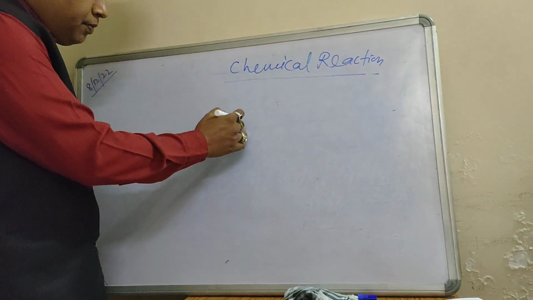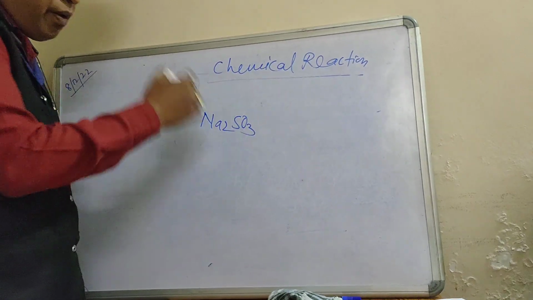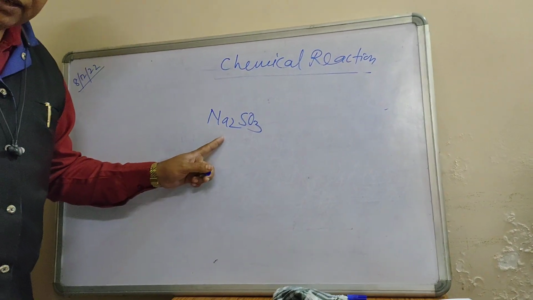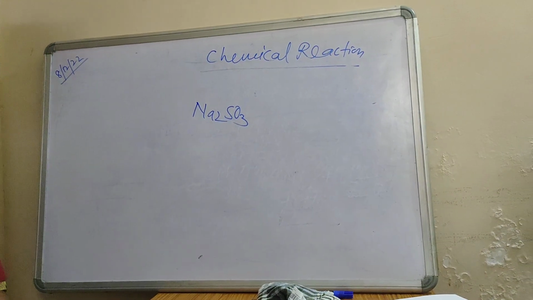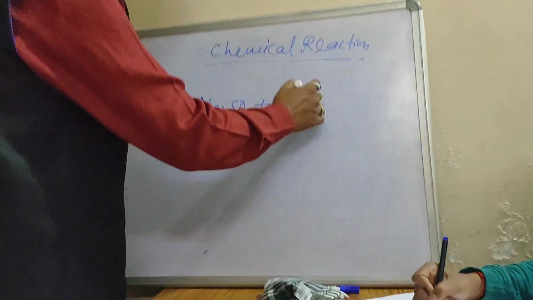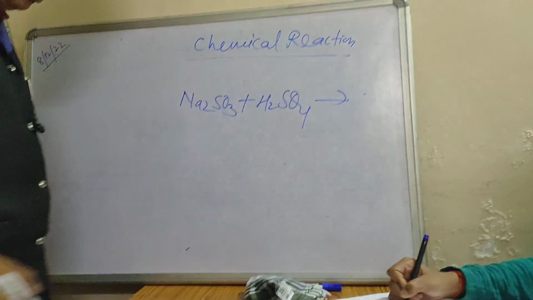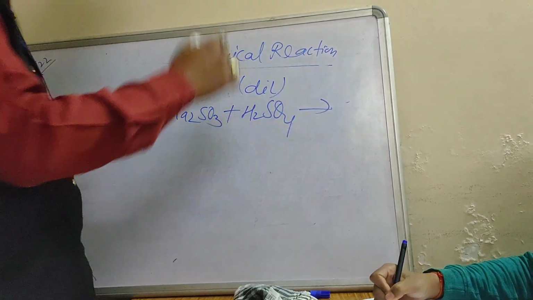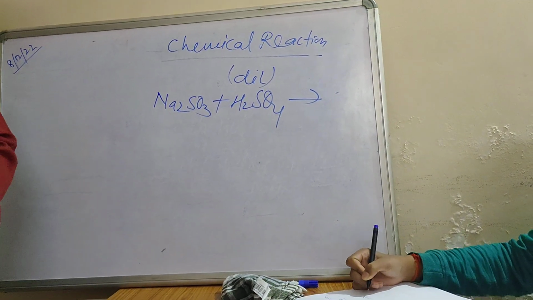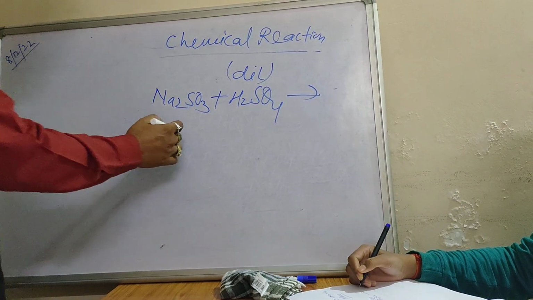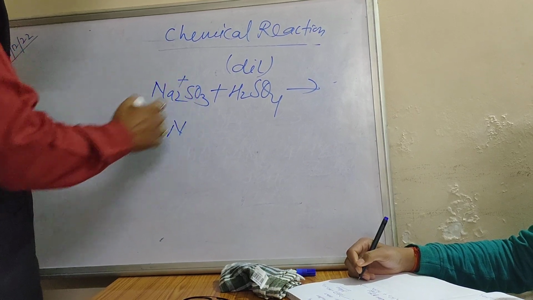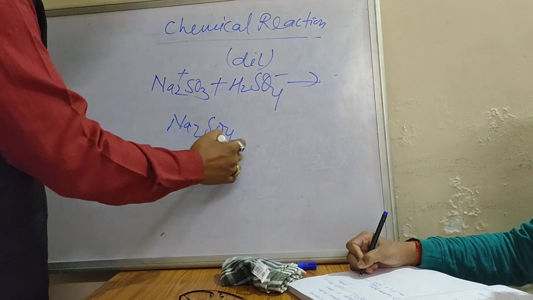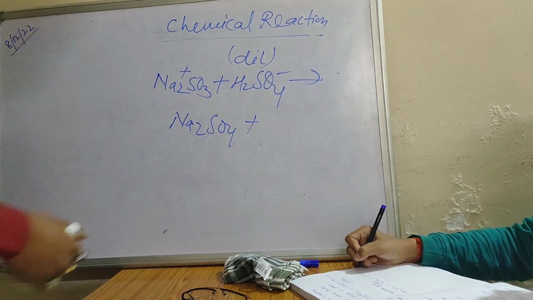Suppose I take Na2SO3, sodium sulfite. If I take Na2SO3 plus sulfuric acid, and if I react it, the sulfuric acid I have taken is dilute. And if you react it, what will it give you? Sodium is a positive radical and sulfate is a negative radical. So it will form Na2SO4.